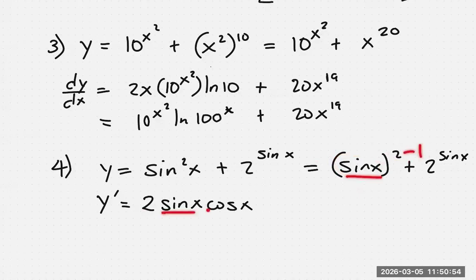So those three things occur. Power, that's a 2. The derivative of the function, which is the cos x, and then the same function to the power minus 1, which is just sine x. That's where we get these three from.